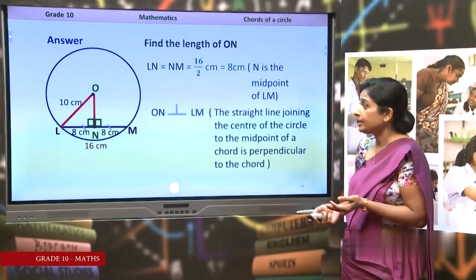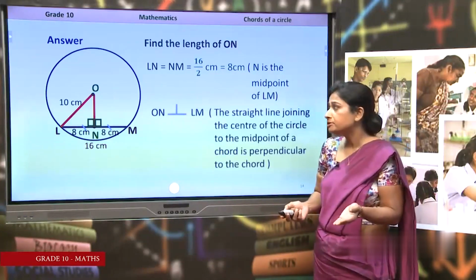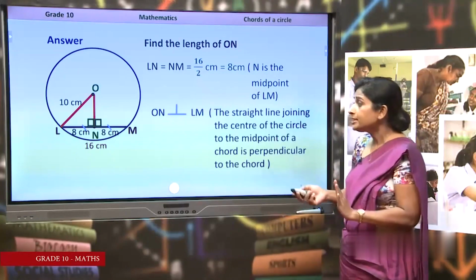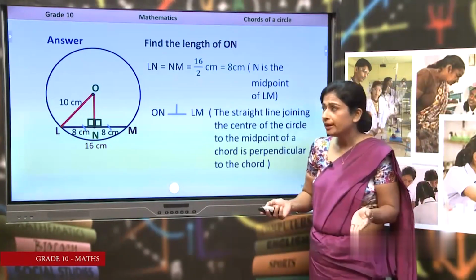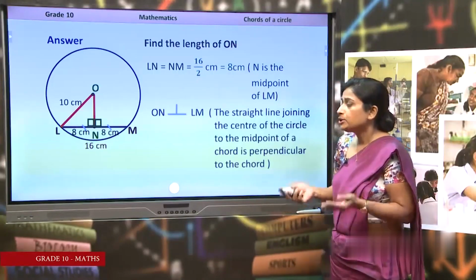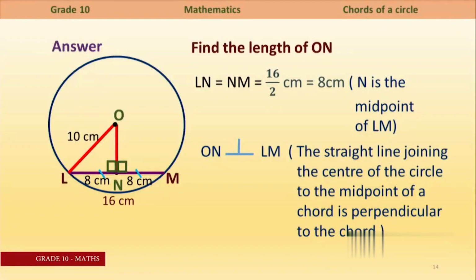According to the theorem, we can say ON is perpendicular to LM. By using that, how do we do this sum? We have to find the length of ON. Look at the triangle. ON is a side of the triangle OLN. What is that triangle? It is a right angle triangle.